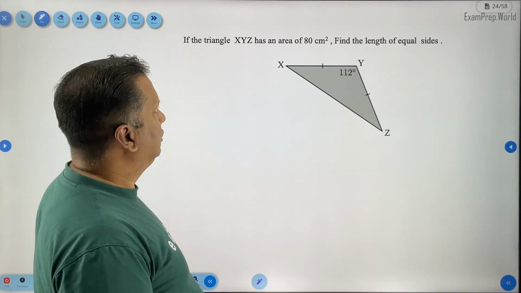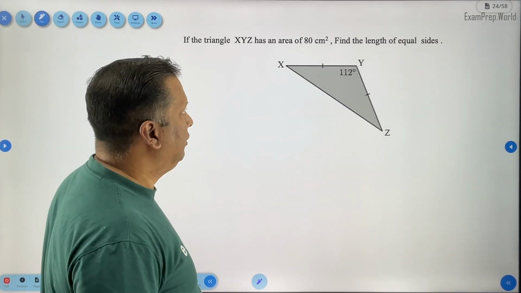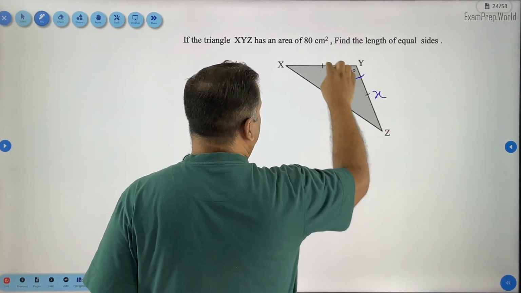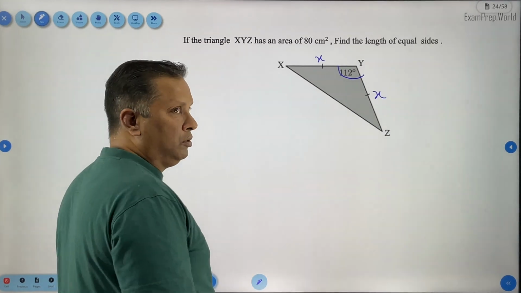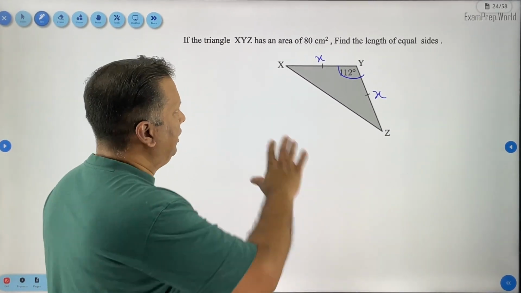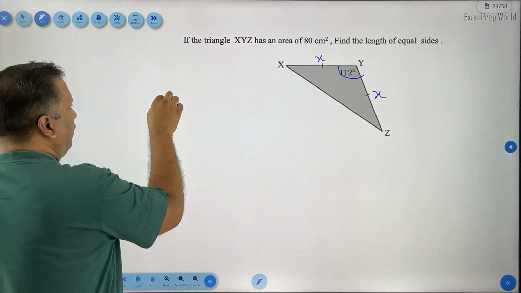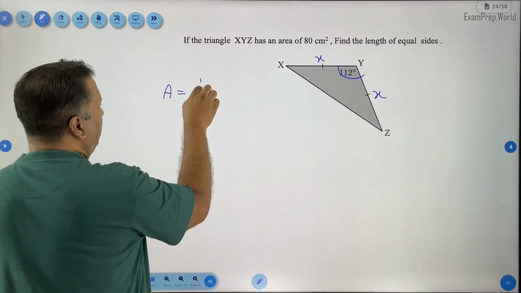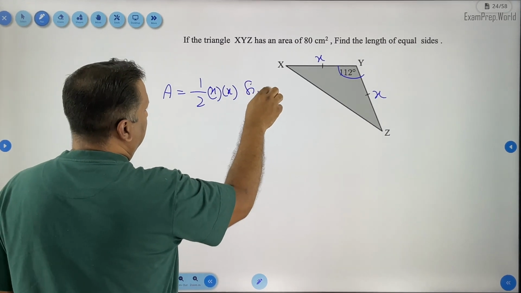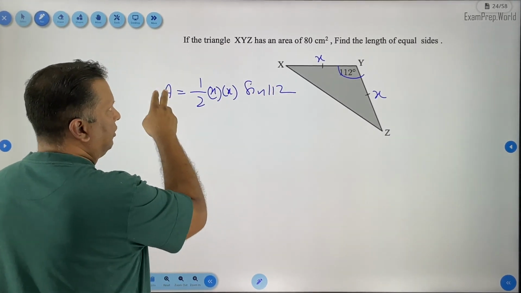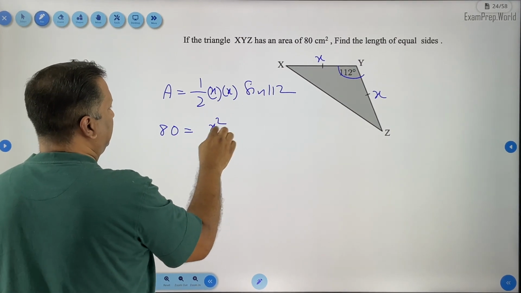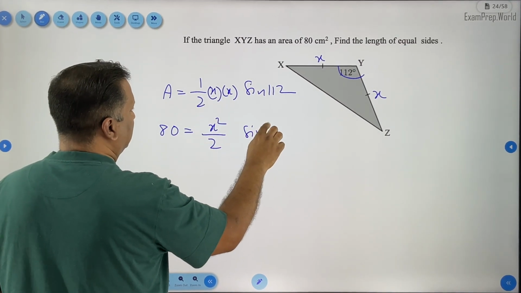Let's try for this. Here it is reverse. They have given you the angle, they have given you sides which are not known, but they said that it is an isosceles triangle and they have given you the area. So if we apply our area formula, area will be half x times x sine 112, right? Area they have given already, 80. So we'll write 80 equals x square by 2 sine 112.